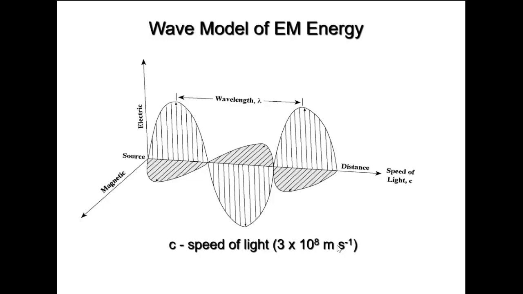They have calculated the value as 2.988 × 10^8 meters per second. Now it is rounded to 3 × 10^8 meters per second. This is the normal speed of light, that is, the speed at which light travels in a medium.